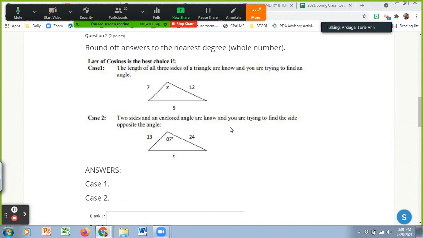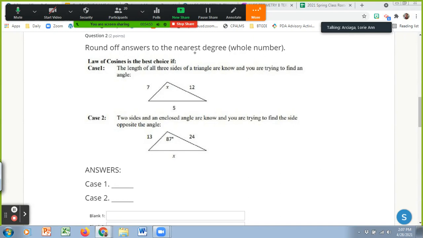Okay, so question 2, you have to find x only. It's not asking you to solve all the missing angles in case 1, just the x. And in case 2, you're not looking for all the angles either, you're just looking for x. So can we set them up together and then after that you go to your breakout room? Or if you want to go to the breakout room now, fine. Can we set them up first? I know you want to stay with me.